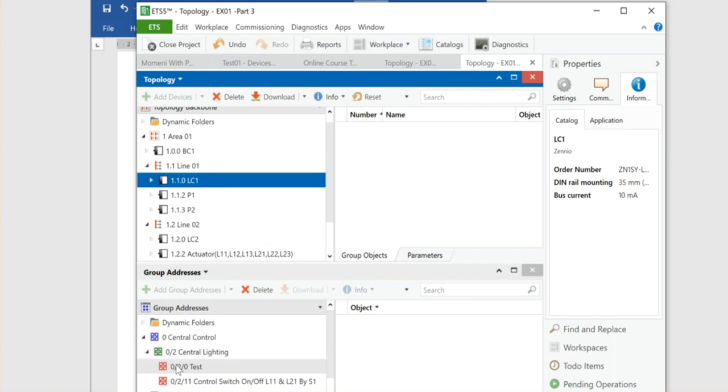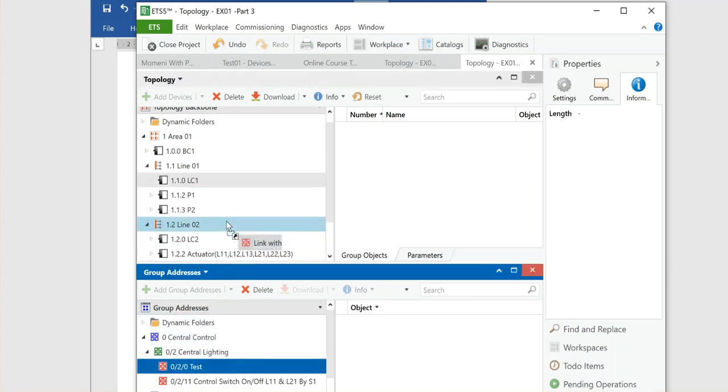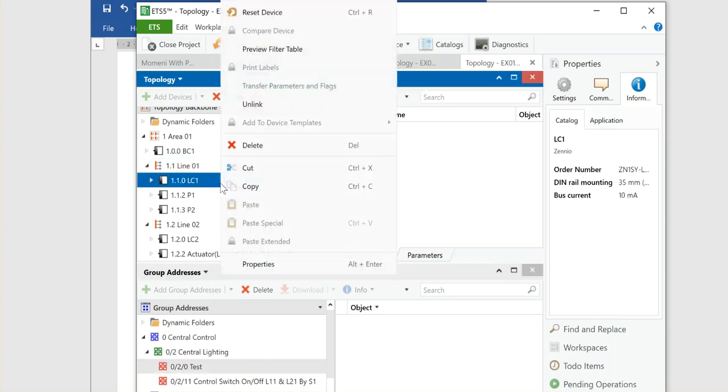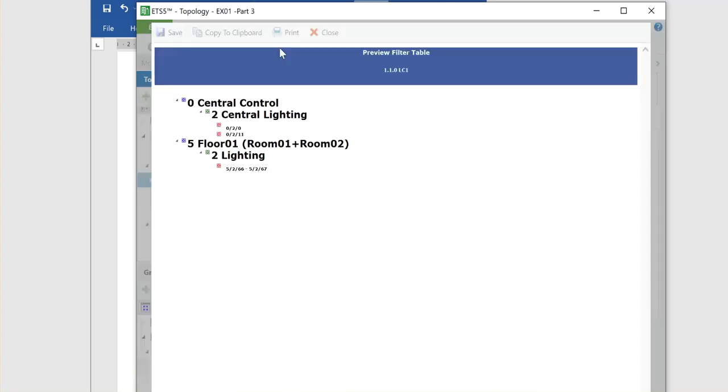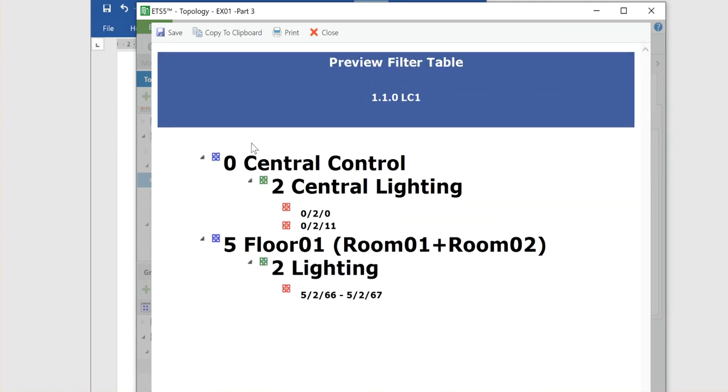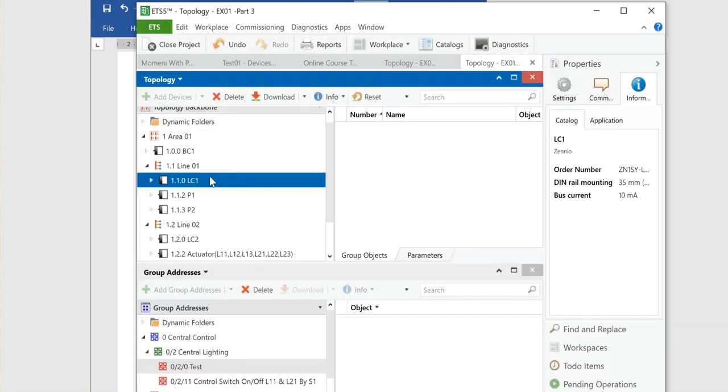We can add it manually. We can drag and drop it here in a line, and then see the filter table. Oh my God, it's coming. You can see the 020 is coming. Interesting, huh? And if you want to delete it, what should you do?